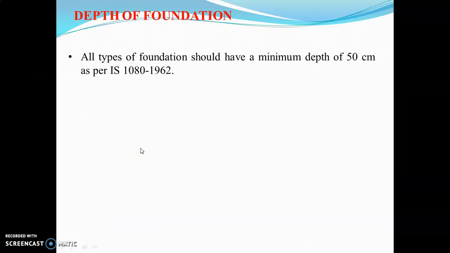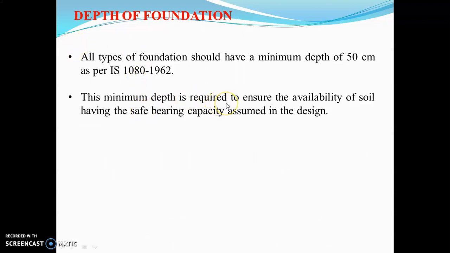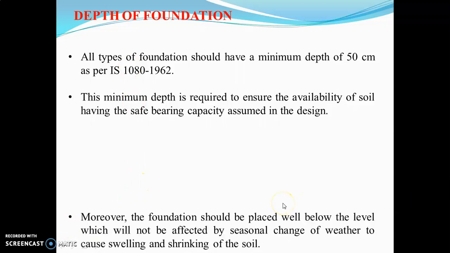Next, let us discuss the depth of foundation. All types of foundation should have a minimum depth of 50 centimeter as per IS 1080/1962. This minimum depth is required to ensure the availability of soil having the safe bearing capacity assumed in the design.